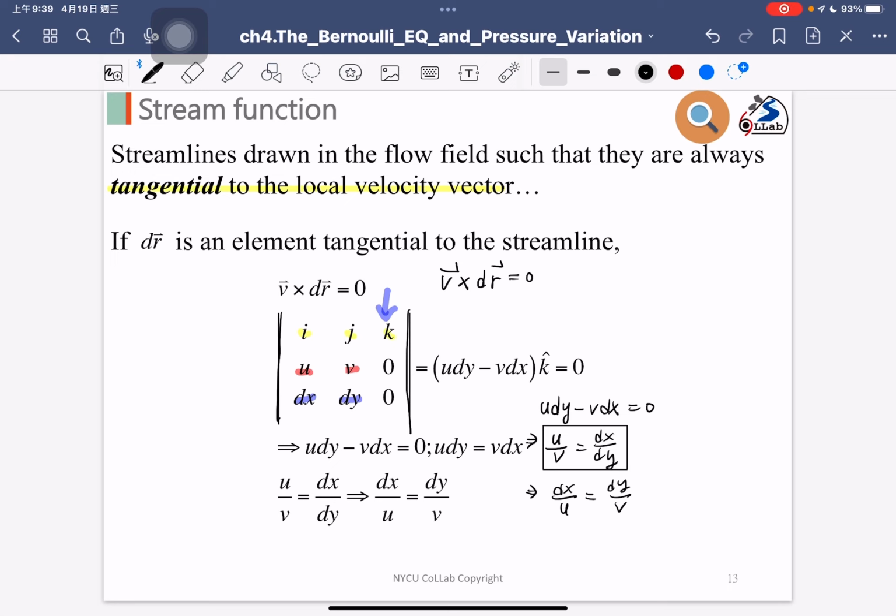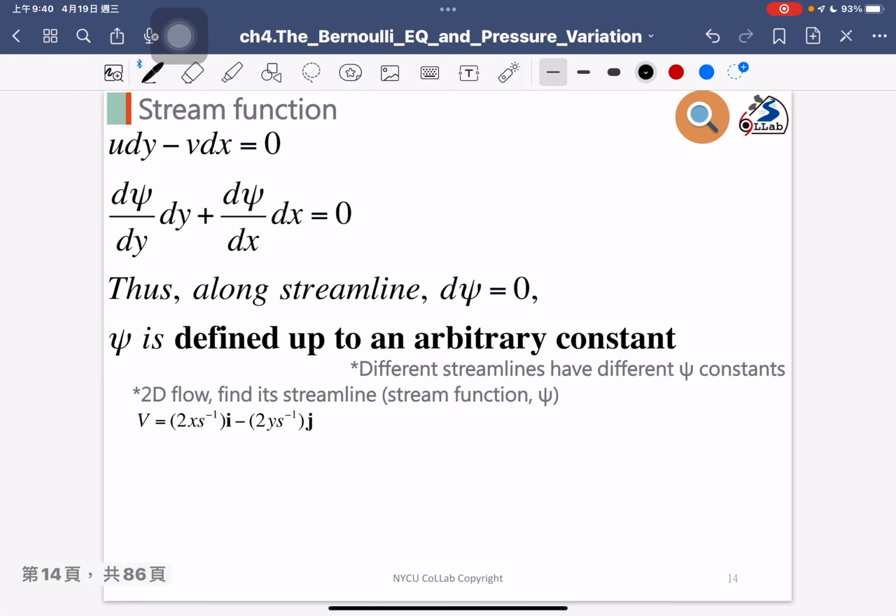So how can we determine the straight line? If we have the u velocity and the v velocity, based on this equation, we can do integration to see what function we have. You may still be confused, so in the following we have an exercise, and you can see how we can draw a straight line.